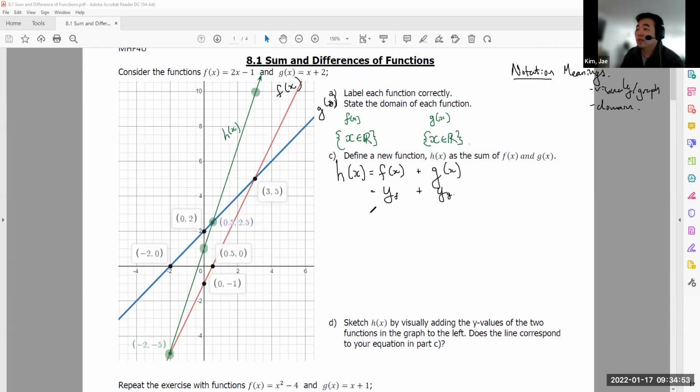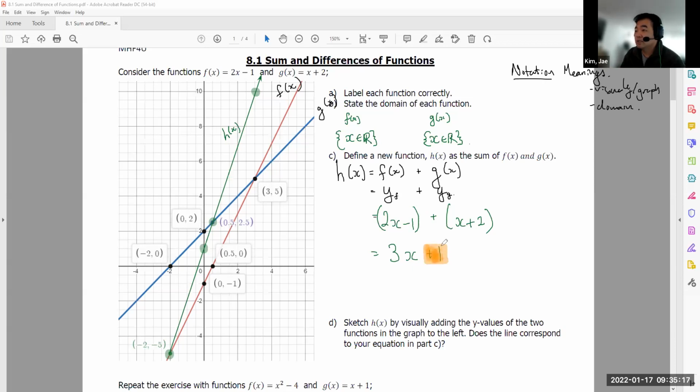Well, let's see. f of x is equal to 2x minus 1 plus g of x equals x plus 2. And if I were to group like terms, this becomes 3x plus 1. Let's check it out. I will use the color orange.